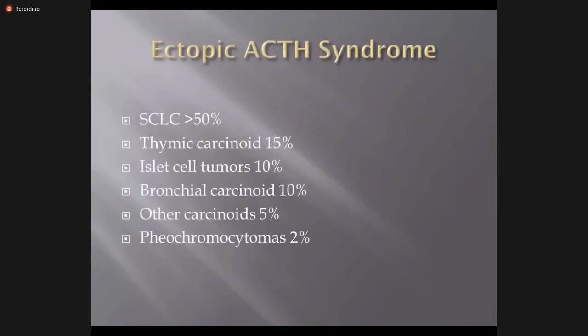The most common cause of ectopic ACTH is small cell lung cancer, that is more than 50% of cases, but other causes are also there, that is thymic carcinoid, islet cell tumors, bronchial carcinoid, other carcinoid, and pheochromocytoma.